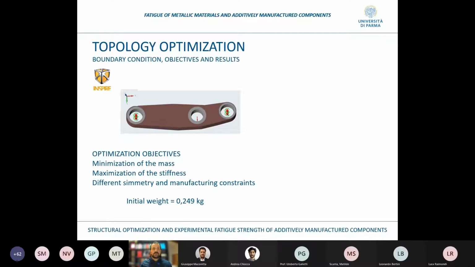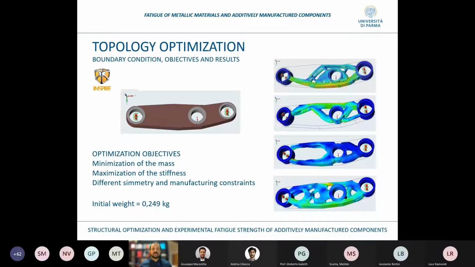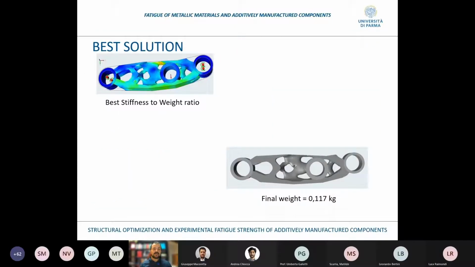Here it is possible to observe different results that differ from each other because of the boundary conditions introduced. In particular, we selected the last one, which was the best solution because it reached the best stiffness to weight ratio. So we were satisfied with this solution and we proceeded to select this part.